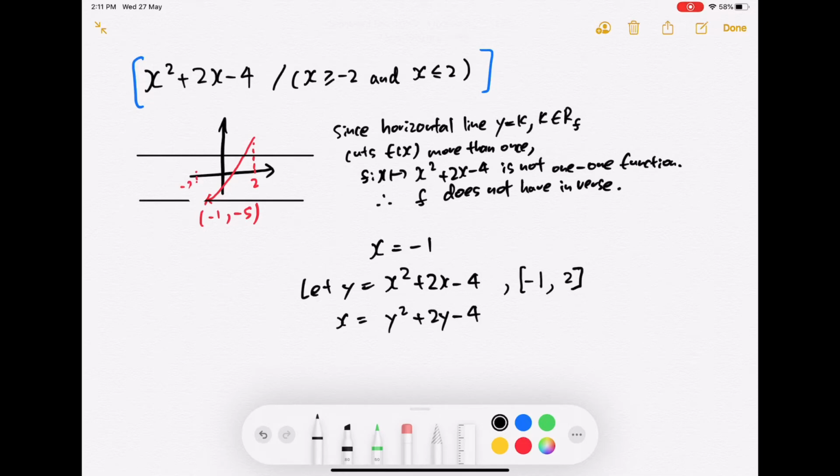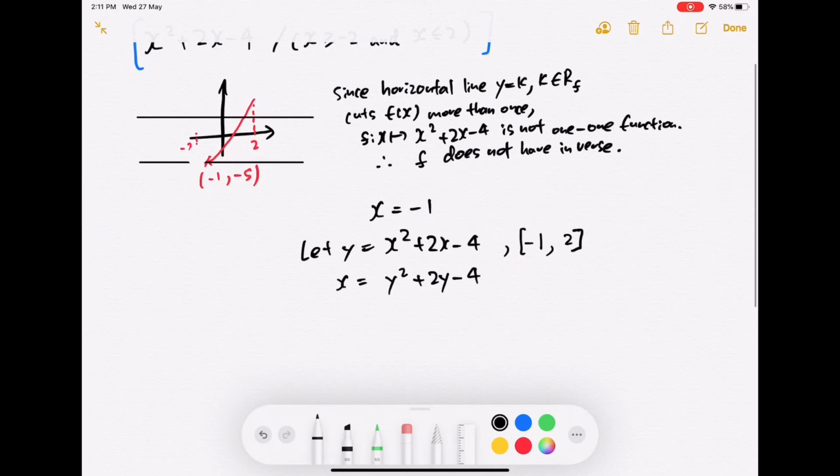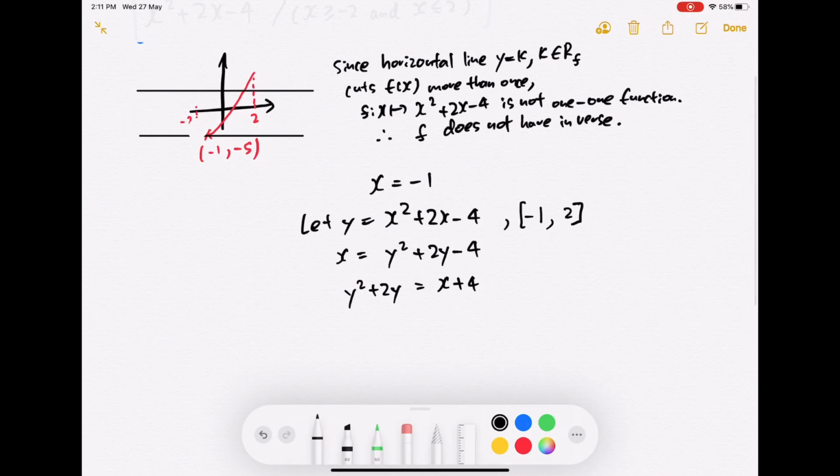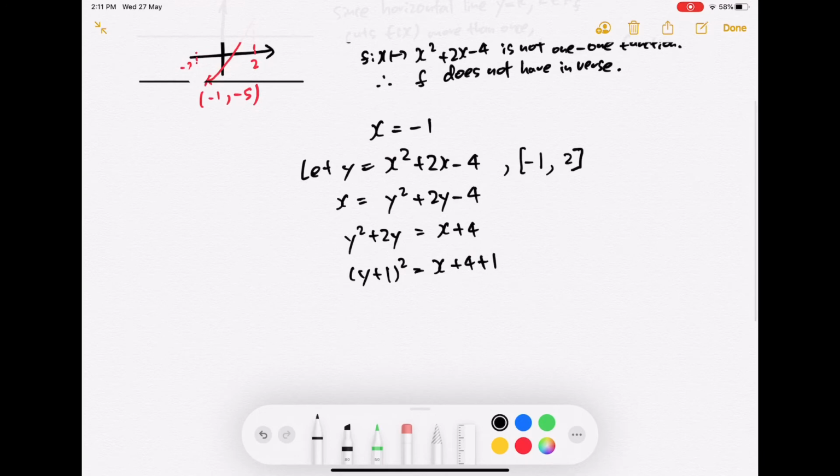Then our next step is to shift all my y to one side and all my x to the other side of the equation. So I'll be getting this. The next step is to complete the square for our y. So you'll be getting (y plus 1) squared equals x plus 4 plus 1. And then we're going to make y the subject, and you're going to get something like this: plus minus root x plus 5.